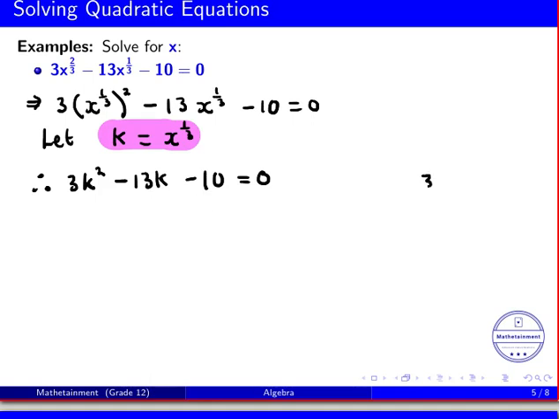The factors of 3 are 3 and 1. And the factors of 10, you may think of 5 and 2 in that order. So that when you say 1 times 2, we are getting 2. 3 times 5, we are getting 15.